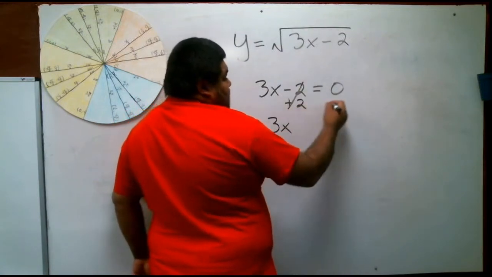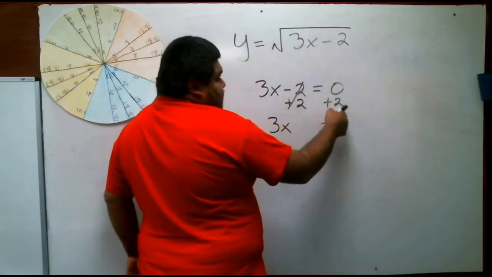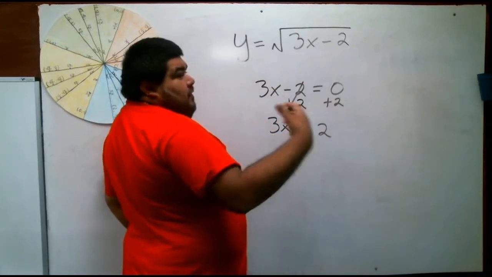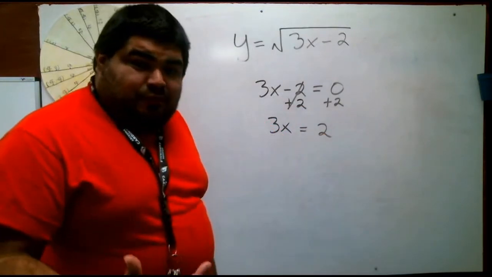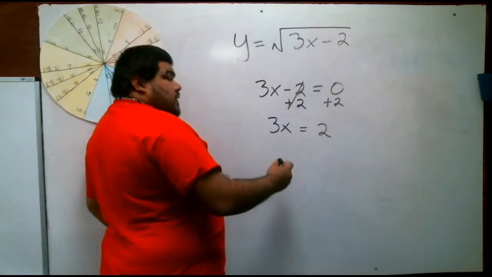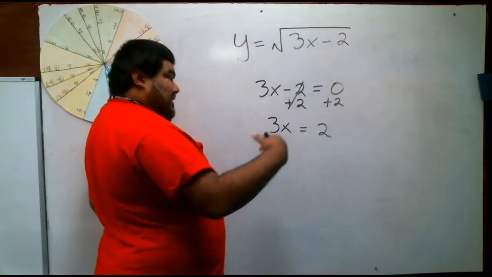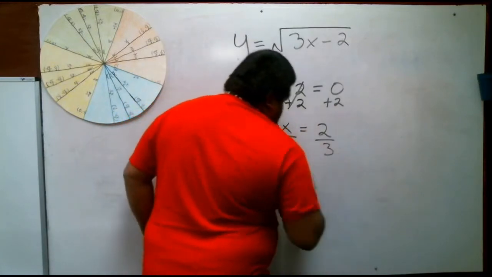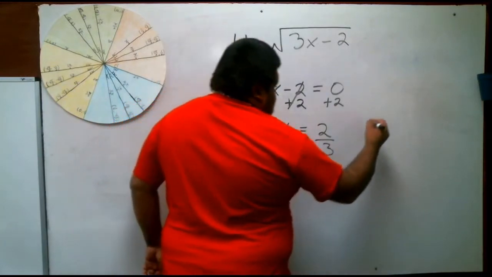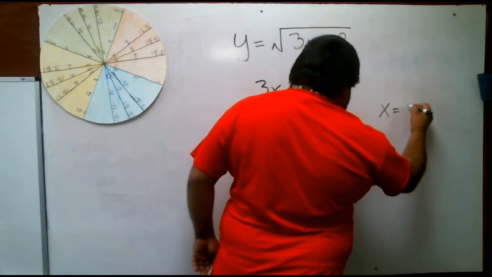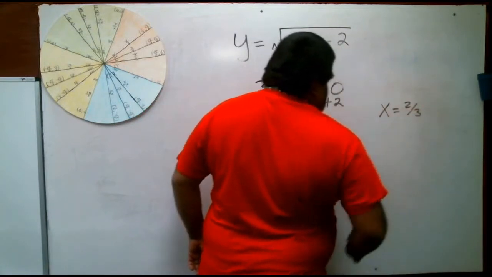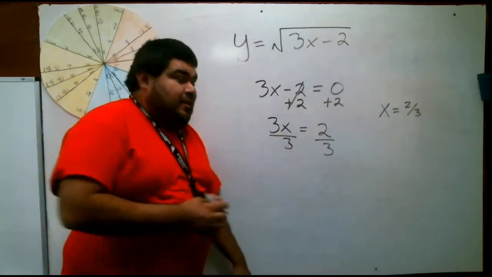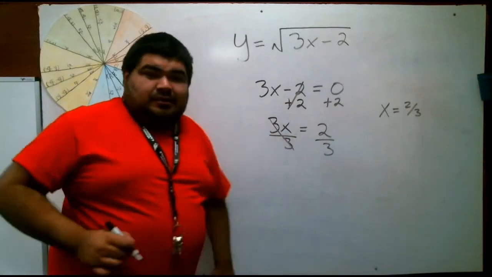Whatever we do to one side, we do to the other. So 0 plus 2 equals 2. And then finally, we're trying to solve for x. If you still don't know this, the opposite of multiplication is division. So we divide by 3. So we're left with x equals 2/3, okay? Because that's what we have left, because we cancel out the 3's.